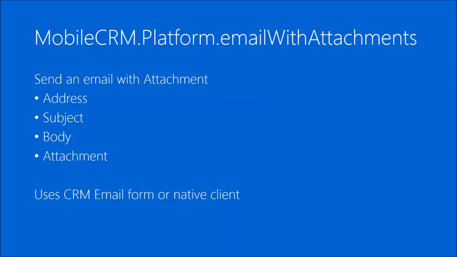So far you could send an email but without an attachment, and we've seen a couple of implementations where people wanted to send emails or, I don't know, even create a mobile report, attach it to an email and send it. So again, into this method you provide the address, subject, body and the actual attachment, and if the CRM email or the native email will be used just depends on the setting in the application.